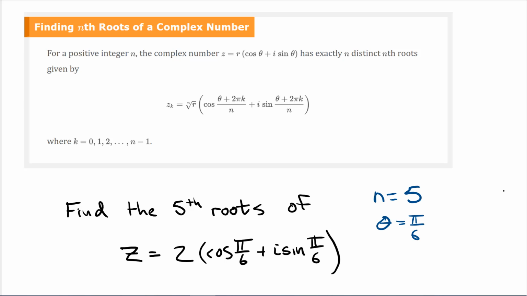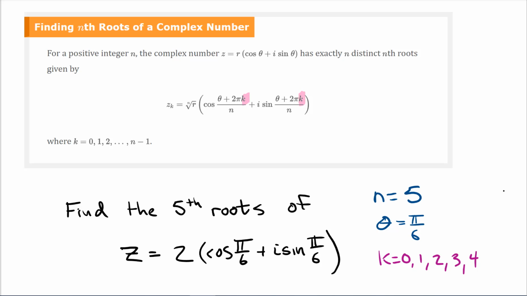These things won't change in the formula that we're going to use to find 5 answers. Those are going to stay constant. The only thing that's going to change in our formula is going to be the k. But the first thing we do is come up with this formula with the k in it, and then once we have that, we can plug in k equals 0, k equals 1, k equals 2, all the way up to 4. We're going to plug in k equals 0, 1, 2, 3, and 4.